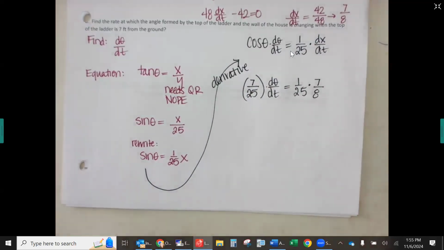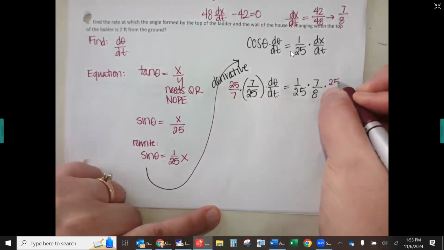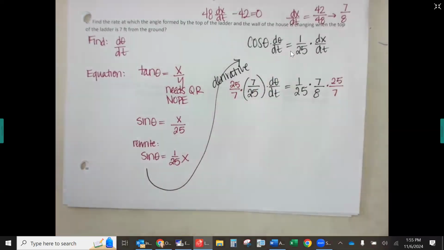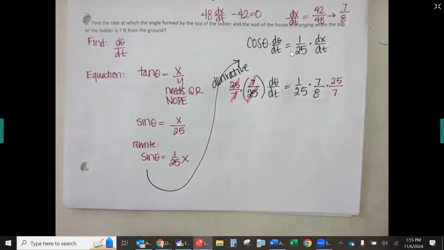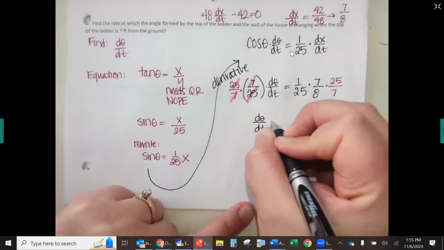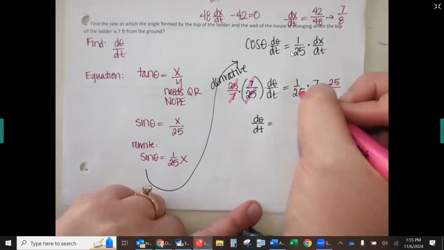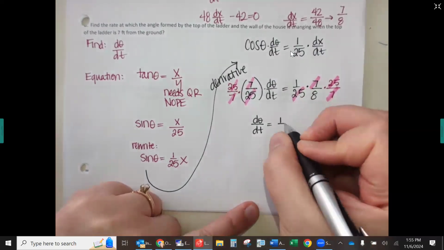Okay, then from there, how do I solve for d theta dt if I have a fraction in front? Yeah, so divide by the fraction, which means multiply by its reciprocal on both sides. So I'm going to put a 25 over 7 and a 25 over 7. You should not need a calculator for this one because a lot of stuff crosses out. D theta dt equals. What are the two numbers that are going to cross out? The 25s and the 7s. That's going to leave you with 1 over 8.